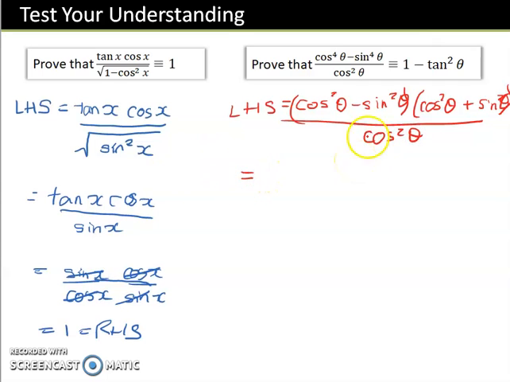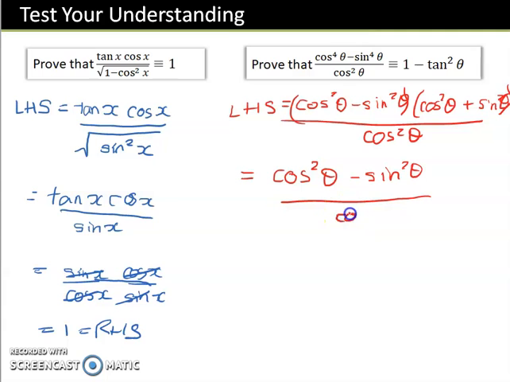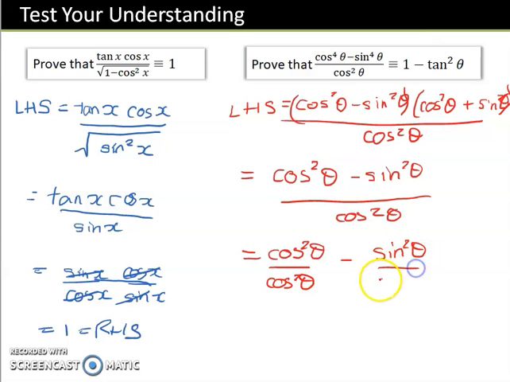But I also know that cos squared theta plus sine squared theta is 1. So I'm only left with cos squared theta minus sine squared theta all over cos squared theta. And because I've got two terms up there, I'm now going to separate out my two terms. So where I had a common denominator, I'm going to go back to what I had before. So that then becomes 1 minus tan squared theta, and that equals the right hand side. So that's pretty good.